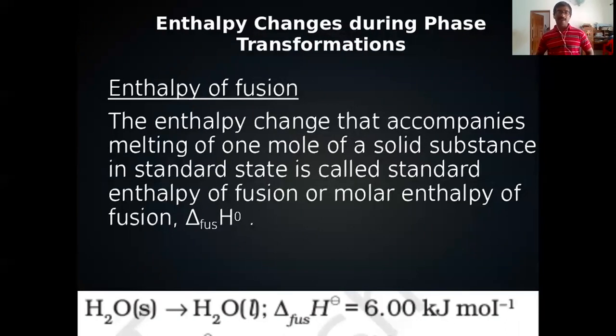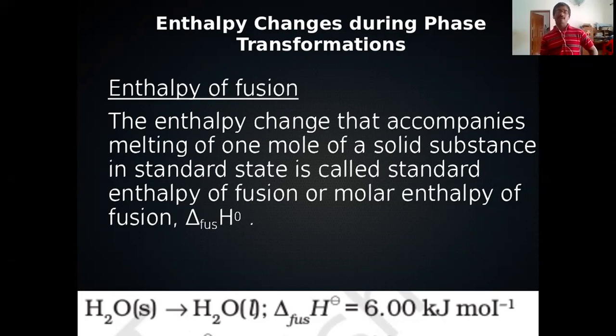The enthalpy change that accompanies melting of 1 mole of a solid substance in standard state is called standard enthalpy of fusion or molar enthalpy of fusion, represented as delta fus H0. So what is enthalpy of fusion? This is the enthalpy change accompanied by the complete melting of 1 mole of a solid substance in its standard state. That is enthalpy of fusion.